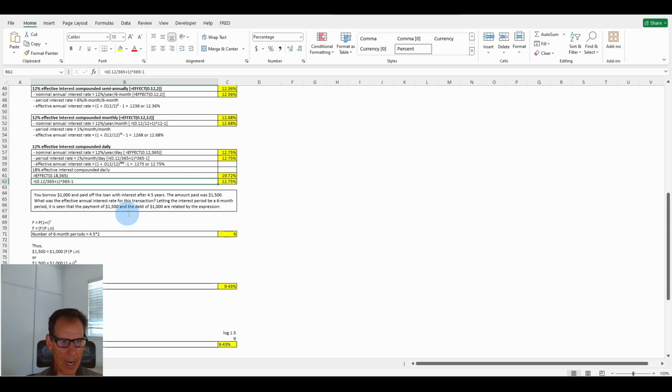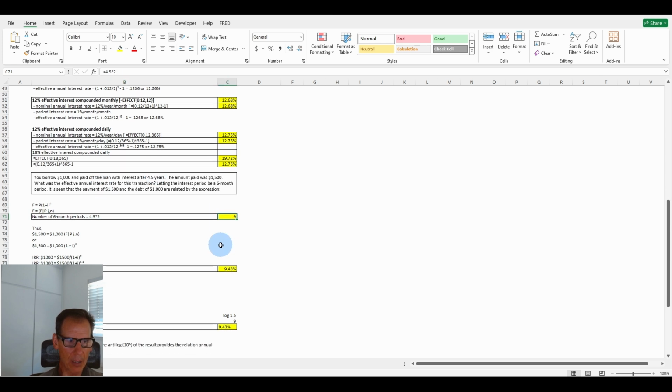You borrow $1,000 and pay off the loan with interest after 4.5 years. The amount paid was $1,500. What was the effective annual rate for this transaction? Let the interest period be a 6-month period. It is seen that the payment of $1,500 and the debt of $1,000 are related by the expression F = P(1 + i)^n, where the number of 6-month periods n equals 4.5 times 2. Why? 4.5 years, semi-annual, 9. You always need to figure that out.